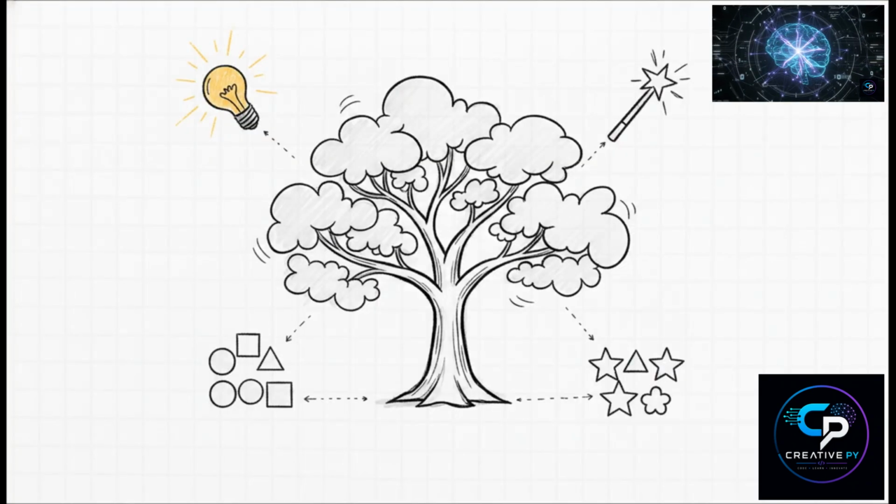Let's evaluate how this algorithm actually performs out in the wild. The decision tree has some truly massive strengths. First and foremost, it is just incredibly easy to understand and graphically visualize. You could literally print out the tree on a piece of paper and explain the model's logic to a CEO or a stakeholder without needing to explain any complex math whatsoever.